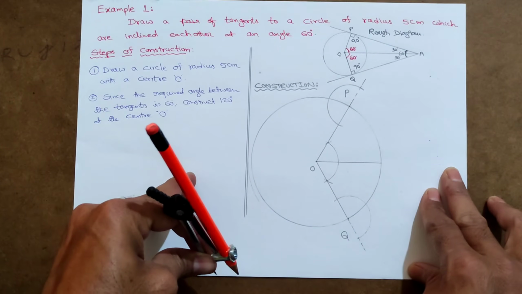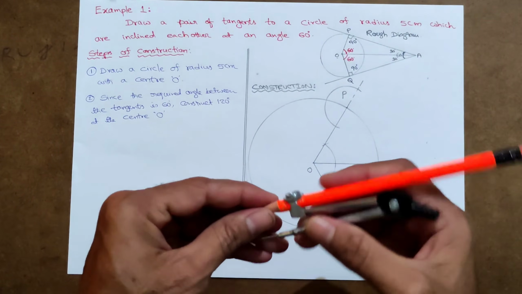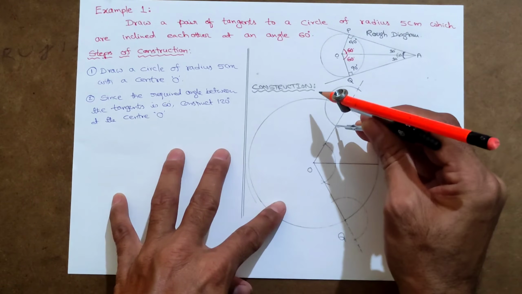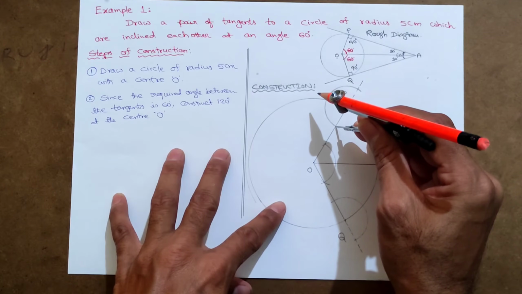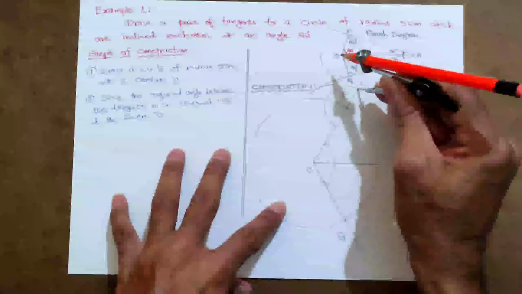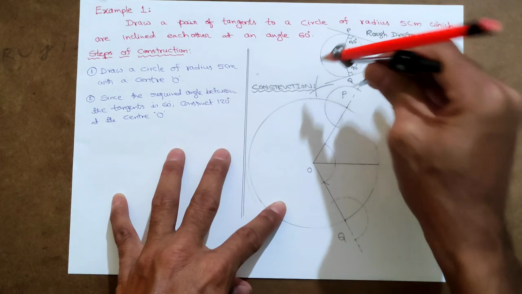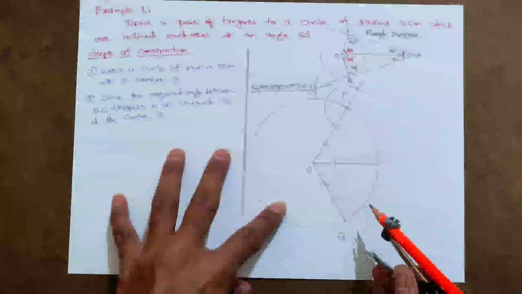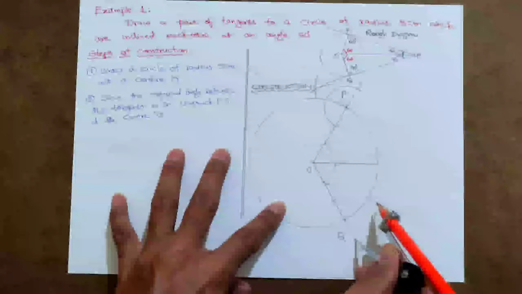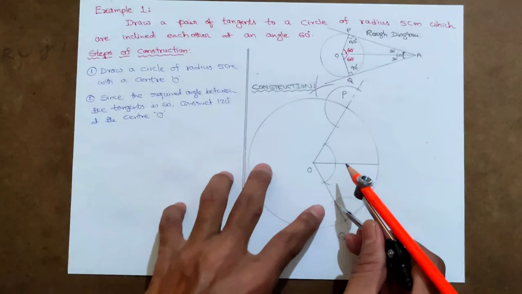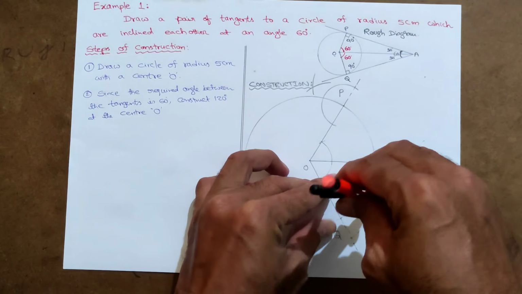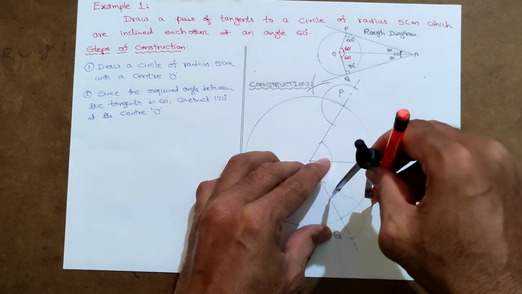Now we are going to bisect this 180 by taking more than half of the radius. Take this point as center, cut an arc here with the same radius, cut another arc. The same logic even at Q also. Taking this point as center, cut an arc, and with this point with the same radius, cut another arc. That means here, simply, we are bisecting it.